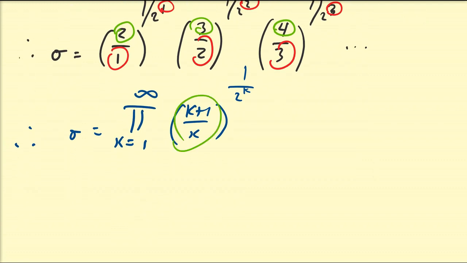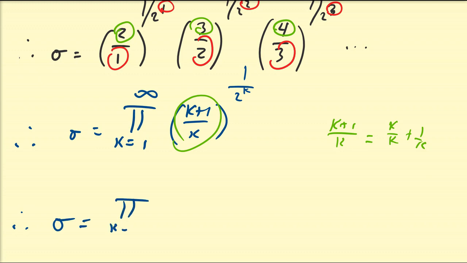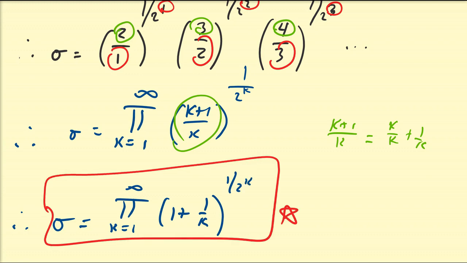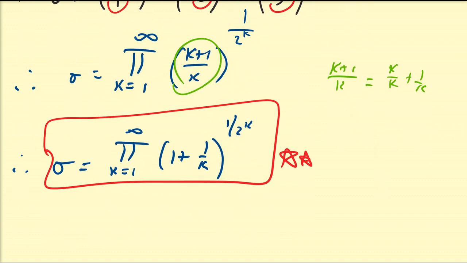From here I can simplify this by dividing k into each of the terms, so k over k plus 1 over k. And I get this alternative representation for the Somos recurrence constant, namely the product from k equals 1 to infinity of 1 plus 1 over k to the power 1 over 2 to the k. I find this representation very simple but fairly interesting. It almost looks like the exponential constant, except the exponent goes to 0 instead of infinity like the exponential constant does. But, you know, it looks a little bit similar, so I find it interesting.